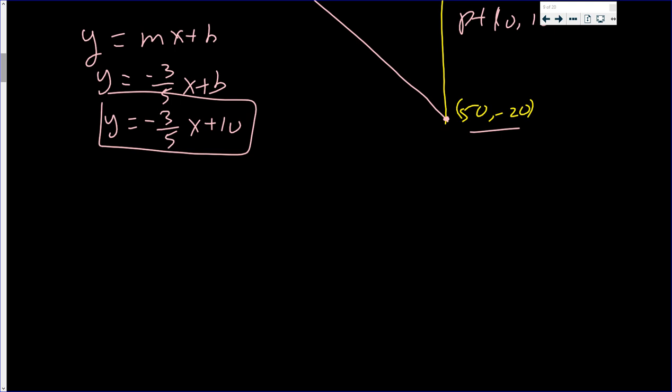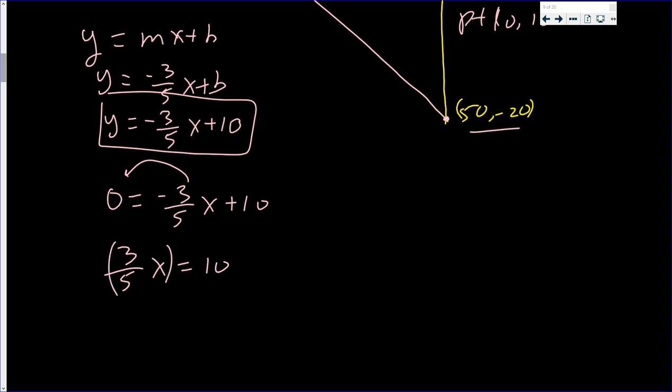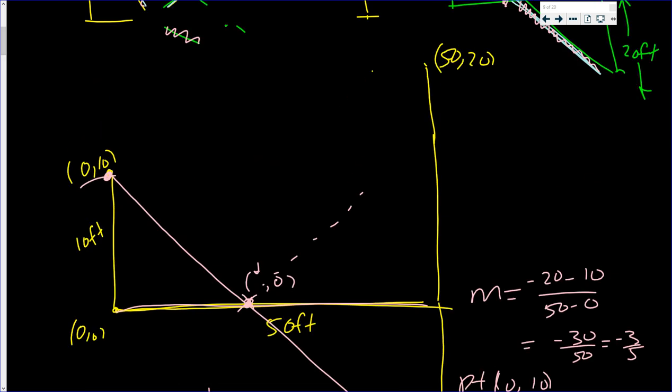Okay, that is the equation of the line. But I want to know the x value when y is 0. Okay, so 0 is equal to -3/5 x plus 10. Bring this over. 3/5 x is equal to 10. Multiply both sides by 5 over 3. That way the 5's cancel, the 3 cancels. You just get x. Multiply the other side by 5 over 3. And what's that? 16 and 2/3. Okay, that is where you should ground the wire.